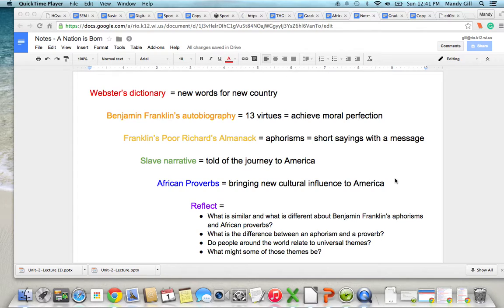Proverbs are widely different throughout the cultures, but they still have the same structure. A lot of them cover the same subject matter or themes. They are heavy with metaphors, so you don't take them literally. You have to determine what the meaning is, and we did that in Benjamin Franklin's Poor Richard's Almanac. Looked at, what does this really mean when he says this?